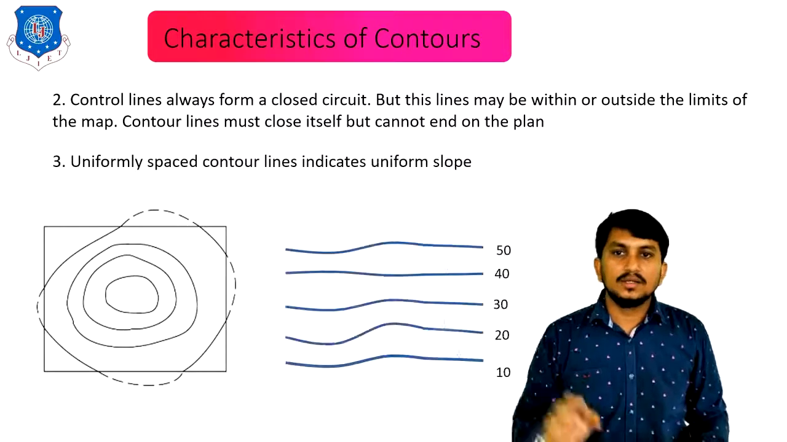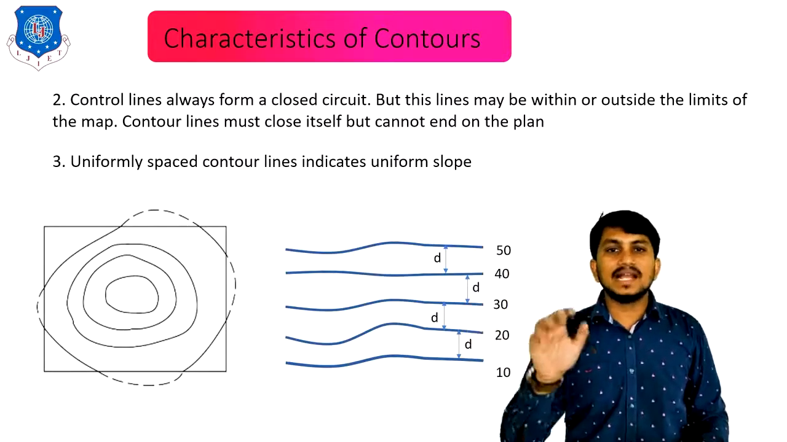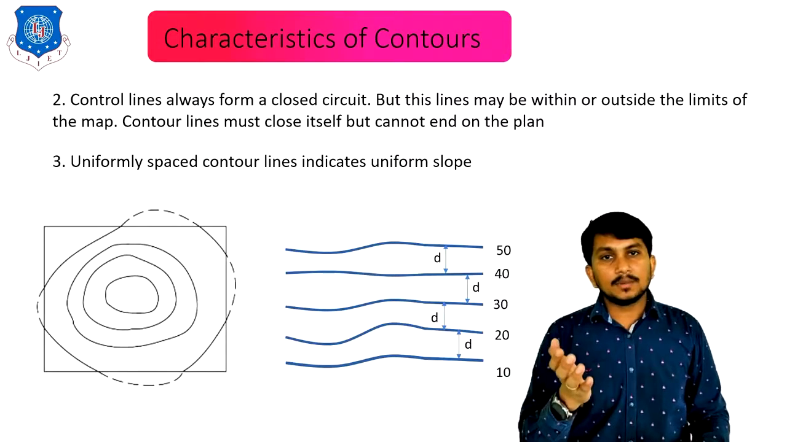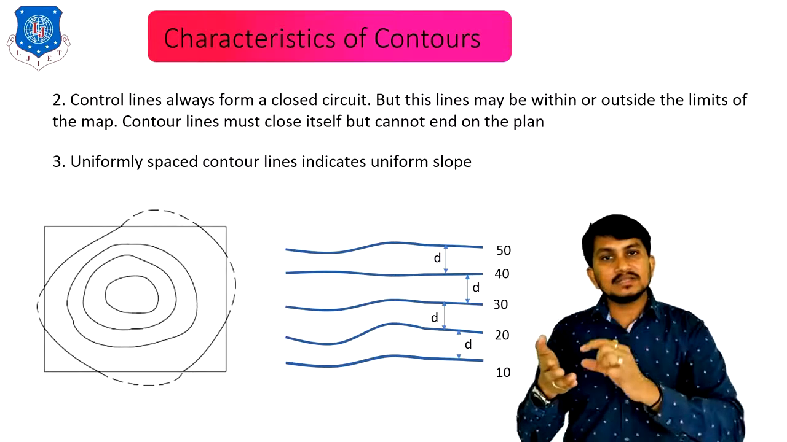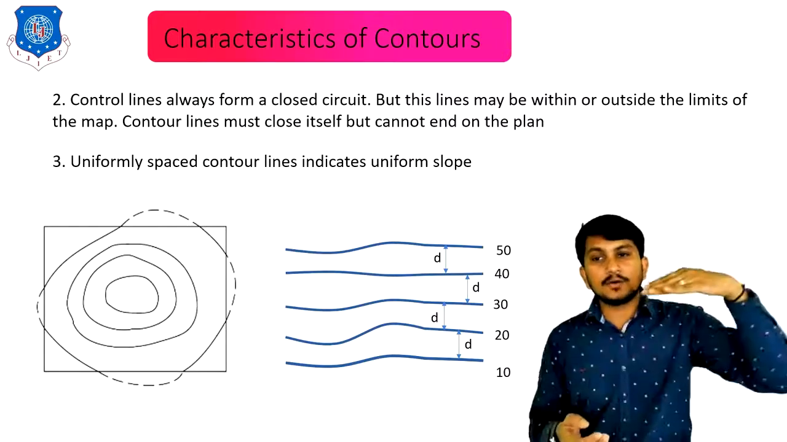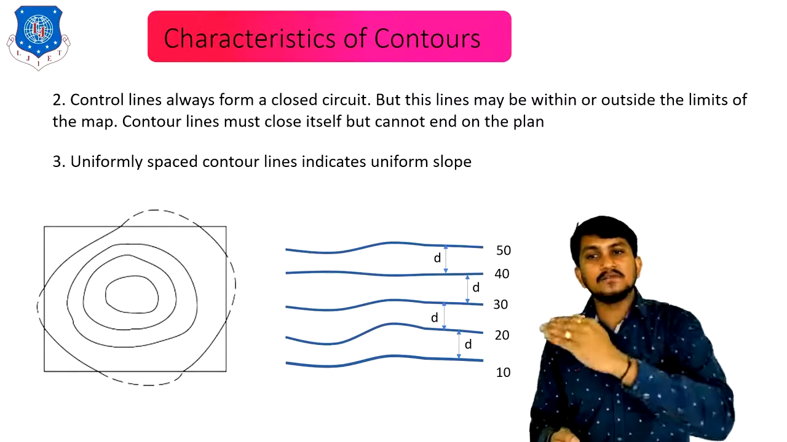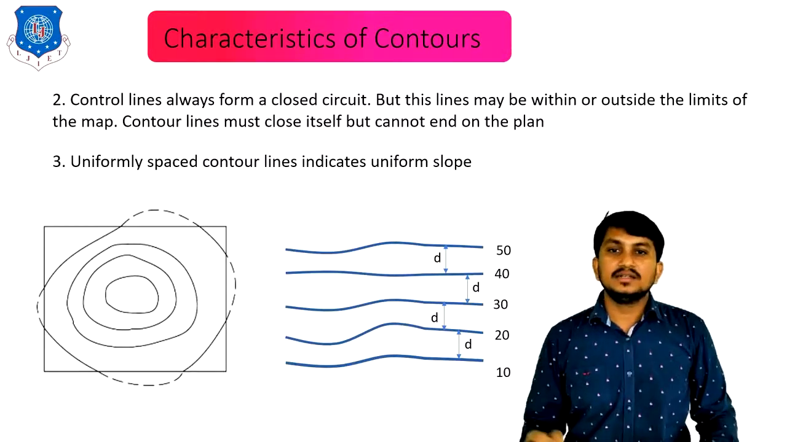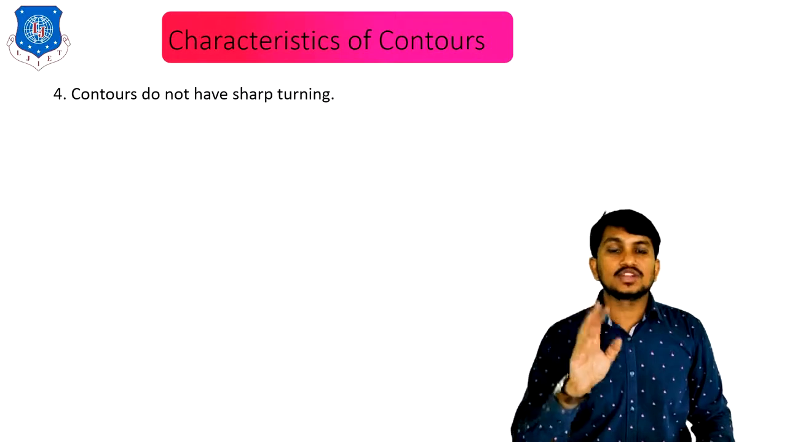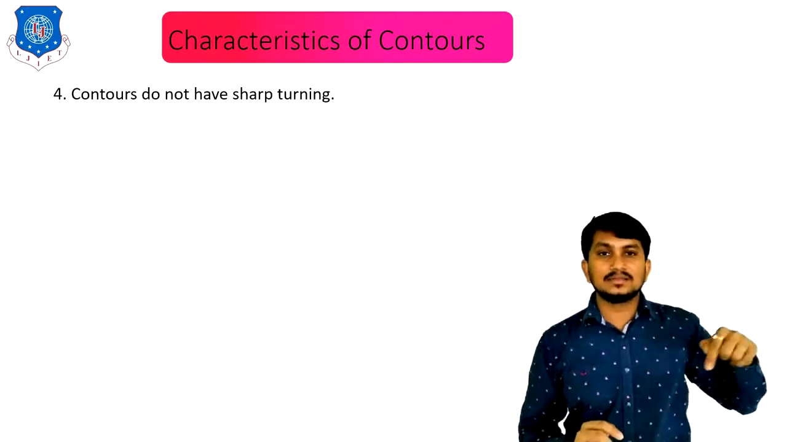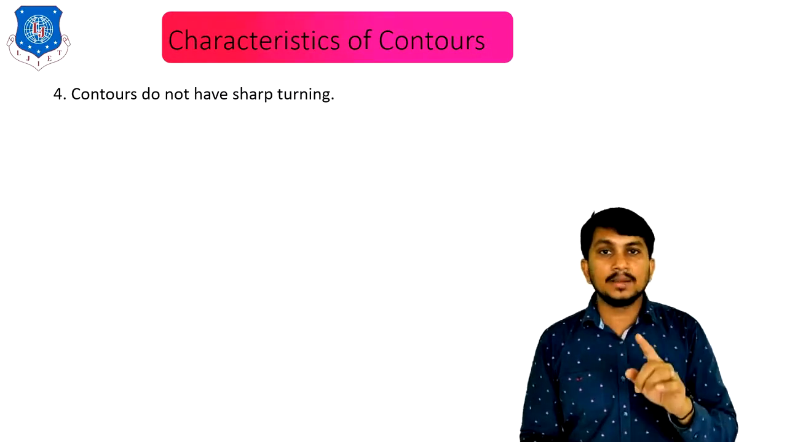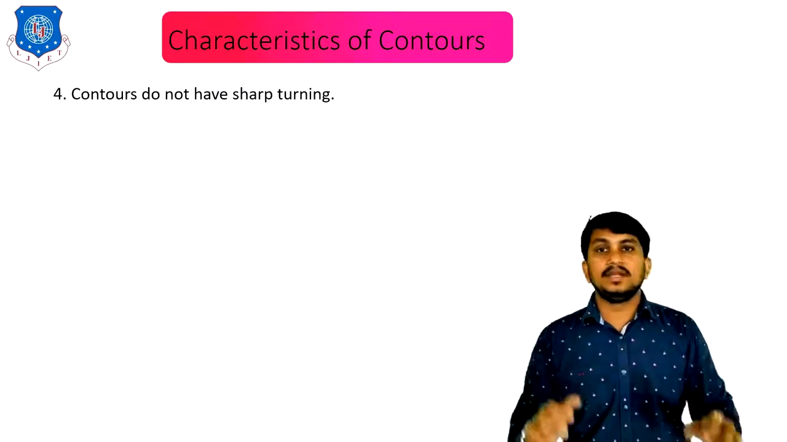Third, uniformly spaced contour lines indicate uniform slope. If you see a number of contour lines having equal distances between them, like this D, it indicates uniform slope. There is no unevenness in this slope. Fourth, contours do not have sharp turning. If there is a sharp turning in a contour map, it means there is a problem in reading.